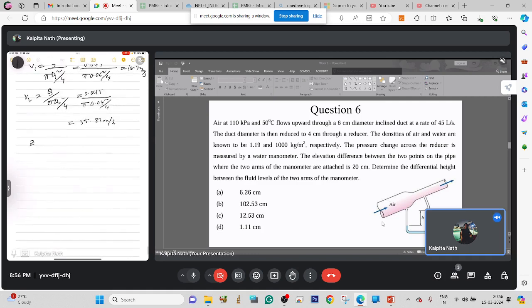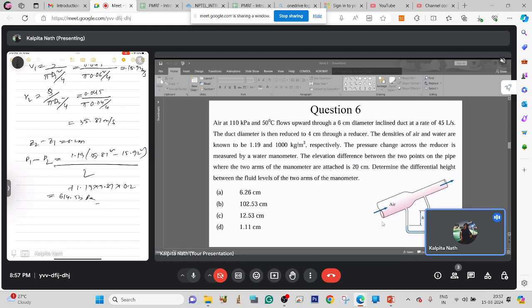So Z2 minus Z1 is equal to 0.2 meter. And from there, P1 minus P2 is equal to 1.19 times (35.81 whole square minus 15.92 whole square) upon 2, plus 1.19 into 9.81 into 0.2. So this will give us 614.53 Pascal.